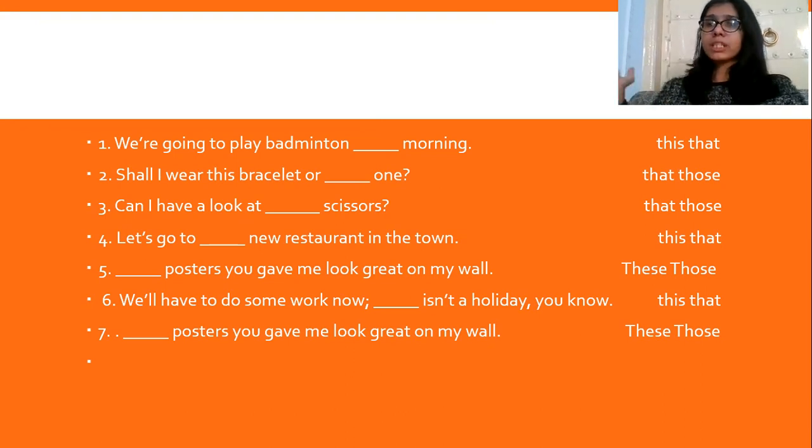So she's talking about these posters because they're near her. These posters you gave me look great on my wall. This isn't a holiday, so it is going to be this because we're talking about this day. The 5th and 7th are the same. These posters you gave me look great on my wall because we are talking about these posters that are near me. Okay.